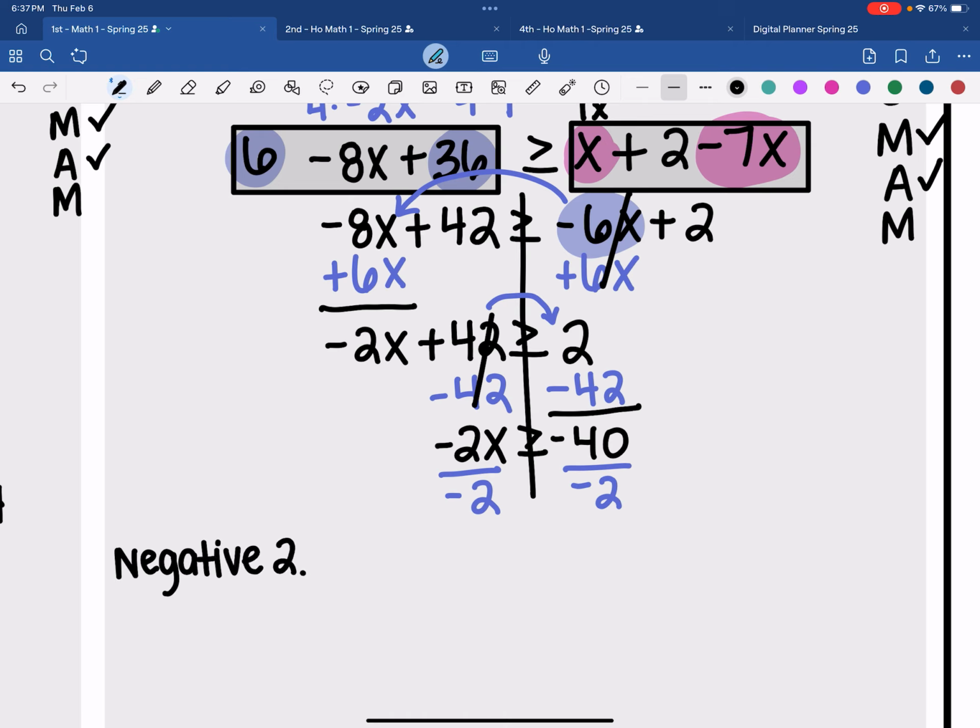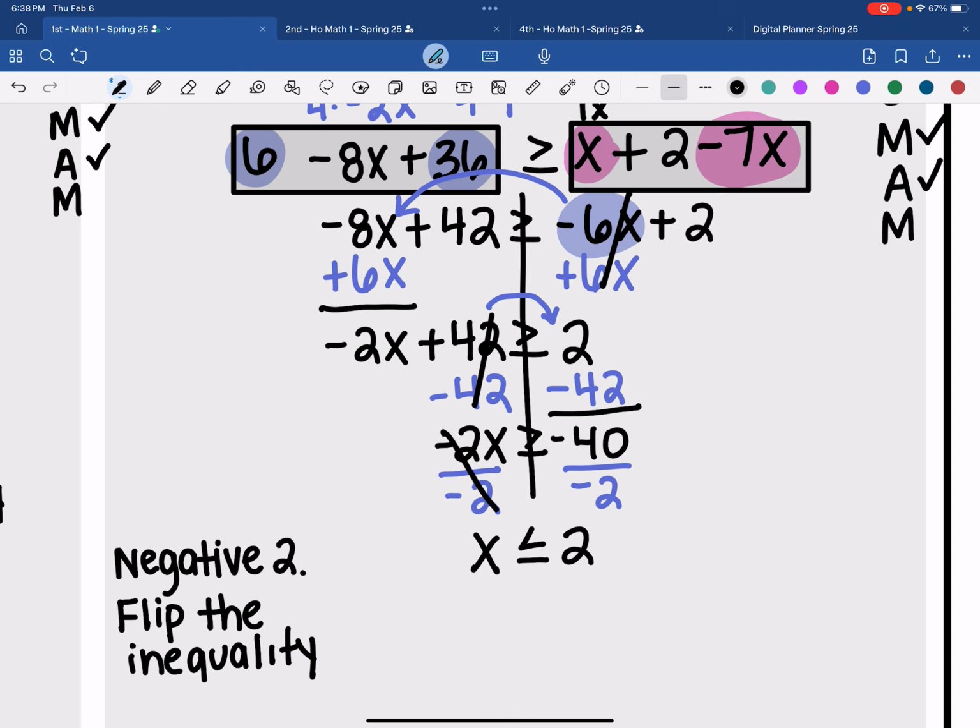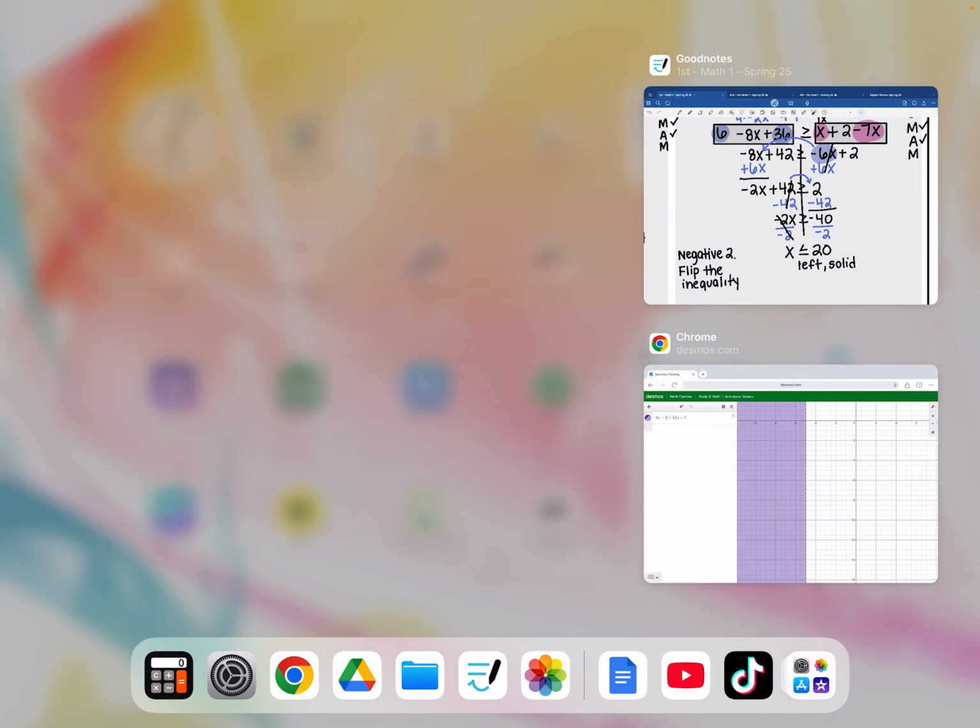Because that 2 is negative, we're going to flip the inequality. All right, so since we're flipping the inequality here, right now it is greater than or equal to, it is going to become less than or equal to, and negative 40 divided by negative 2 is going to be positive 20. So it should be shaded to the left because it's less than, and it should be a solid line this time because it's equal to. So remember that line underneath it means equal to. All right, so I can check my answer.